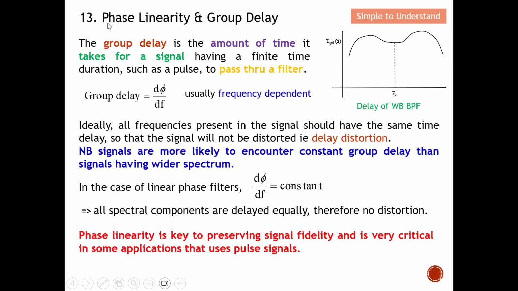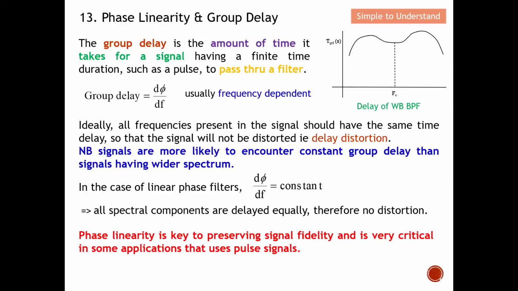Let's come to the group delay. The group delay is the amount of time it takes for a signal having a finite time duration, such as a pulse, to go through a filter. As I mentioned earlier, when a signal goes through a filter, for example a bandpass filter, beside the insertion loss, you can imagine that an amount of delay will also be introduced to the signal.